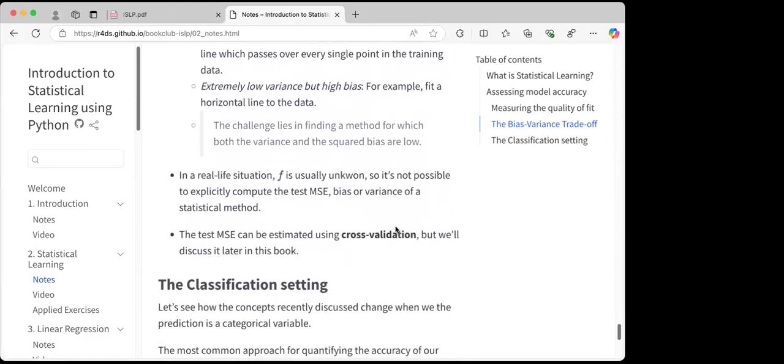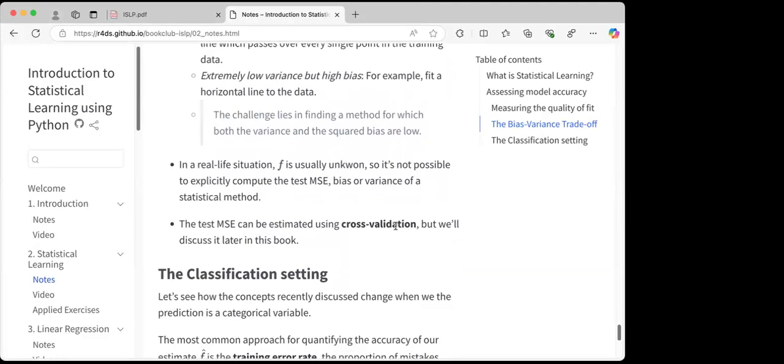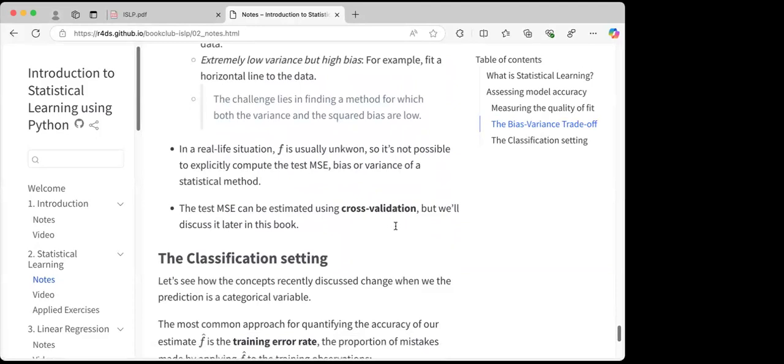So in real life situations, f is usually unknown, so it's not possible to explicitly compute the test MSE, bias or variance for statistical learning. This was what was making it difficult for me when I was reading the chapter. I'm like, okay, we don't observe this, but so what do we do? But I think the explanation that Mark gave was quite intuitive.